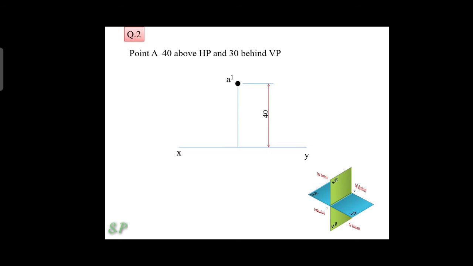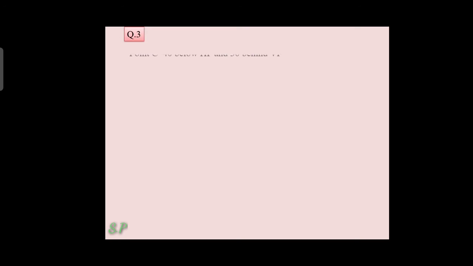Next, the point is in the second quadrant and behind VP. So when you are watching the point from the top view, it will appear on the HP plane. We are going to rotate the HP plane 90 degrees clockwise. So the top view point will be above the XY reference line. From the XY reference line, you take a 30 mm distance and locate the point A. Next, question 3.